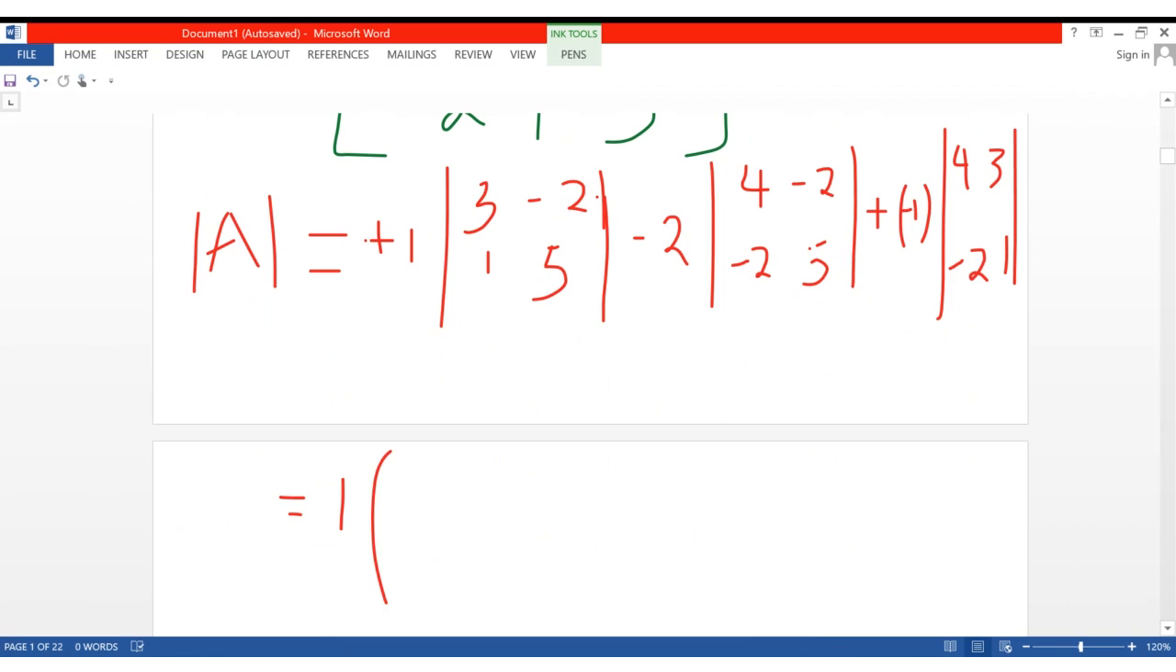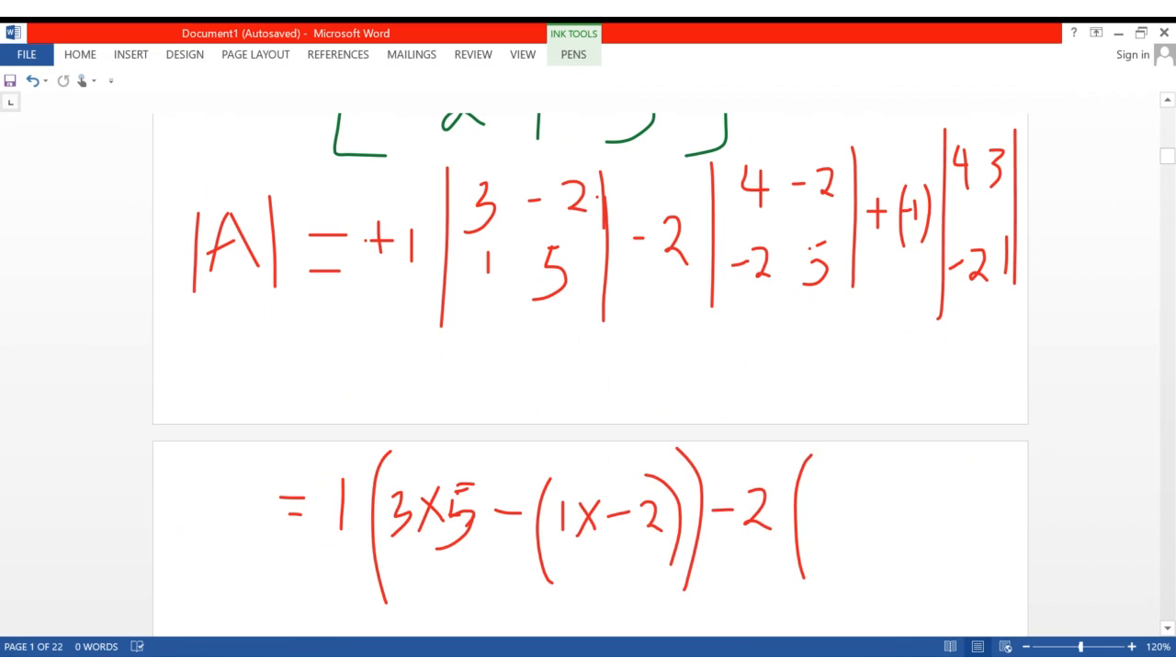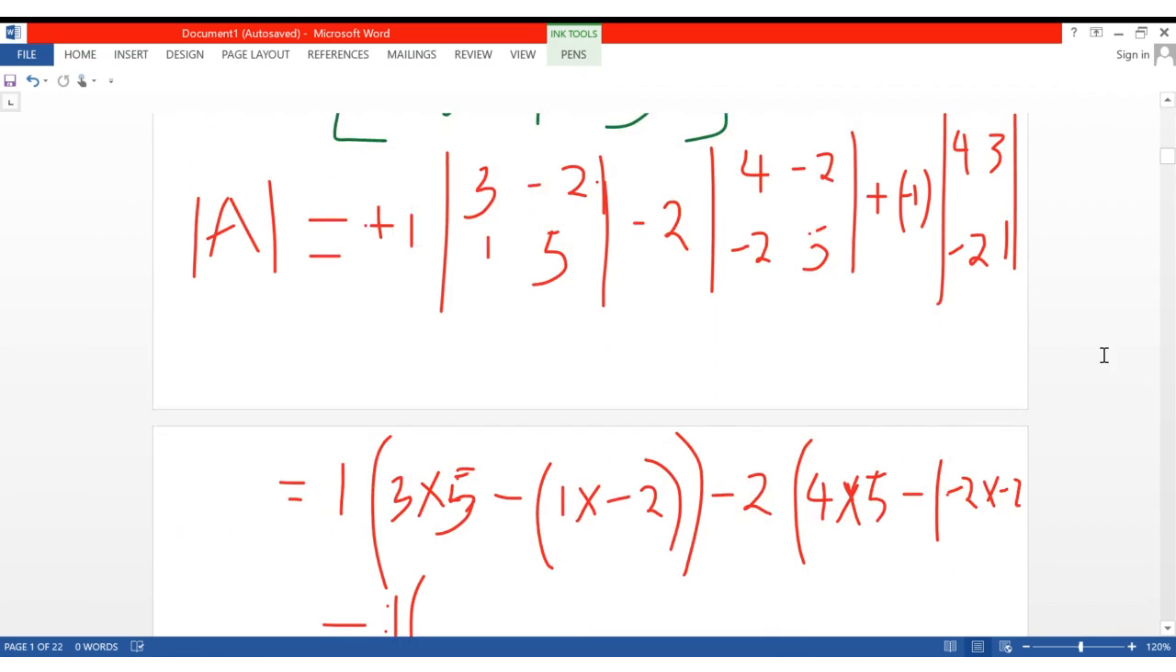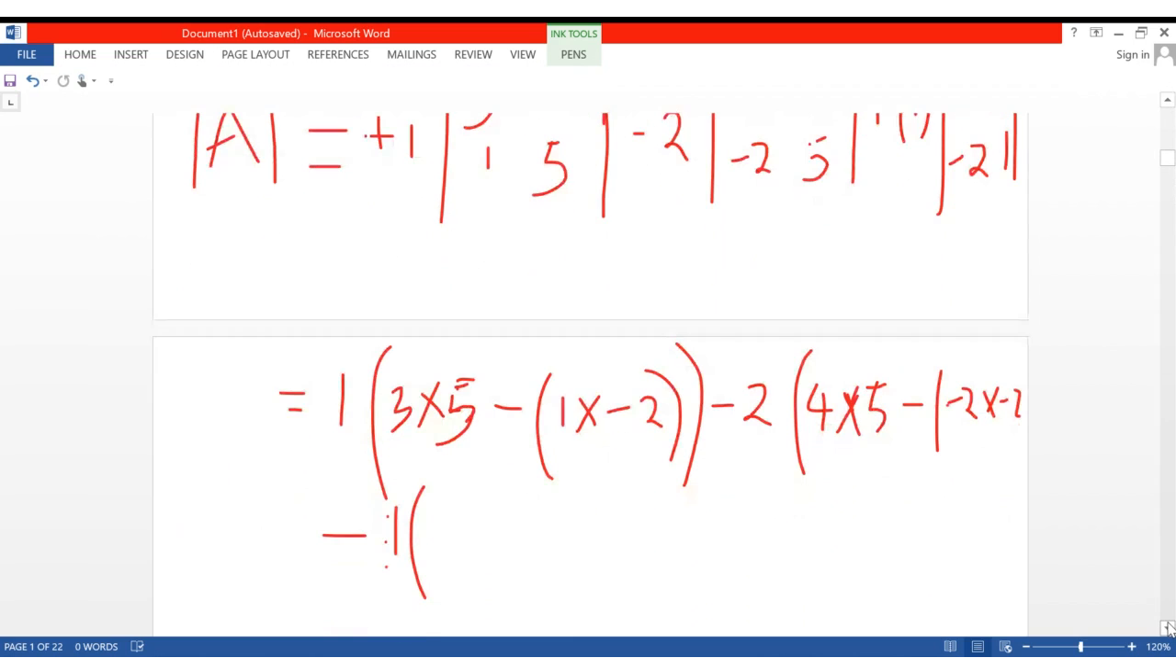So I'll have 3 times 5 minus 1 times negative 2 at the first bracket, then minus 2. So I'll have 4 times 5 minus negative 2 times negative 2. Then the final one, I'll have negative 1. Then I multiply 4 times 1, and then 3 times negative 2. 4 times 1 minus, I think it was 3 times negative 2, or negative 2 times 3, doesn't matter.